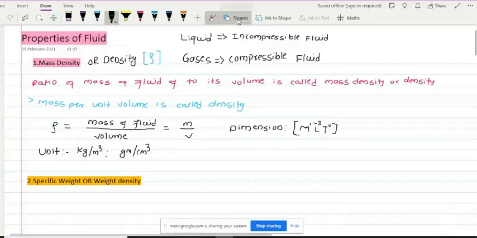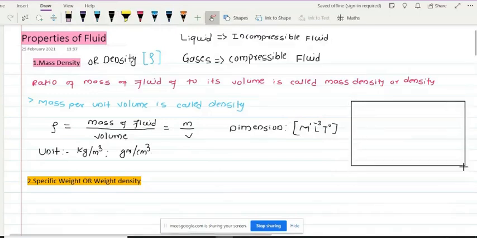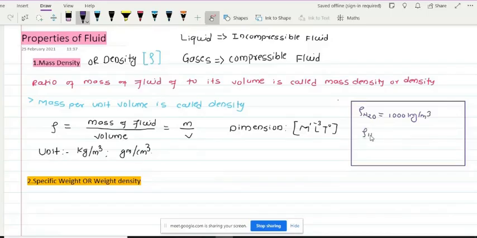For example, if you consider some standard example here, what is the density of water? The density of water is 1000 kg per meter cube. And the density of mercury, Hg, is taken as 13,600 kg per meter cube. Okay, it means that the density of mercury is higher than water.